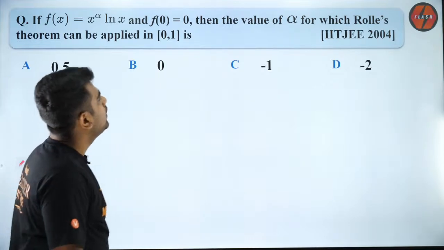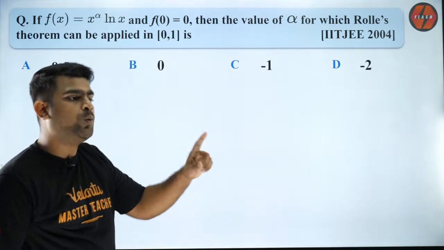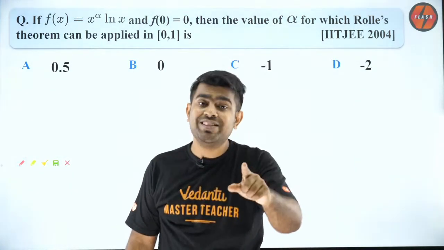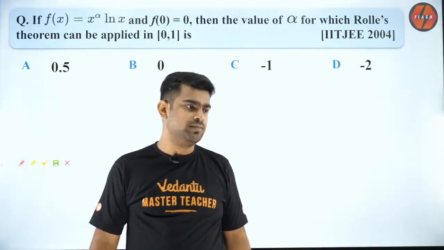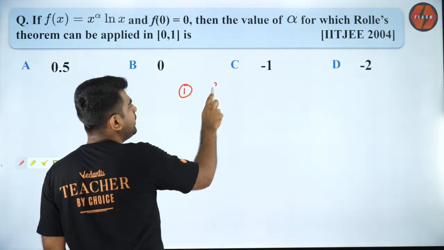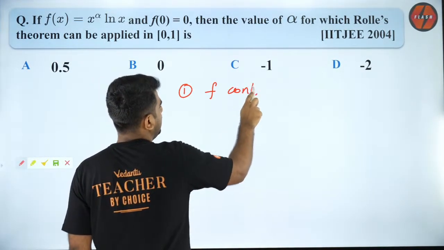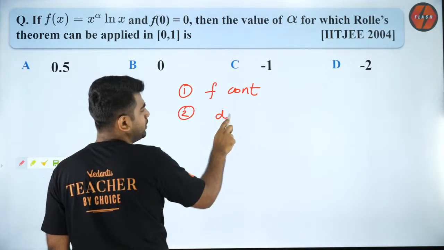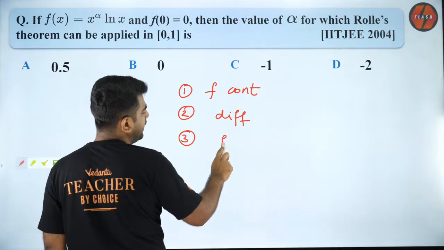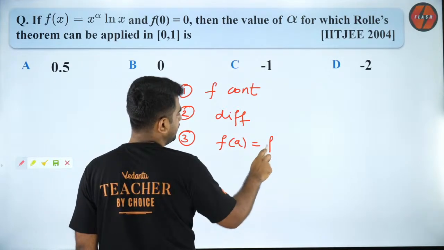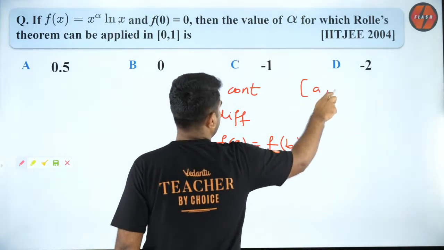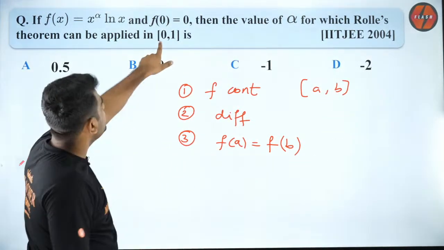Okay. So now coming back to this question. First of all, what is Rolle's theorem? What are the conditions? I taught you this yesterday, so I expect you guys to remember it. Okay. So let's look at it. The first condition is your function should be continuous. The second condition is the function should be differentiable. And the third condition is your f of a should be equal to f of b if the function is defined in the closed interval a to b. Okay. So here it is 0 and 1.